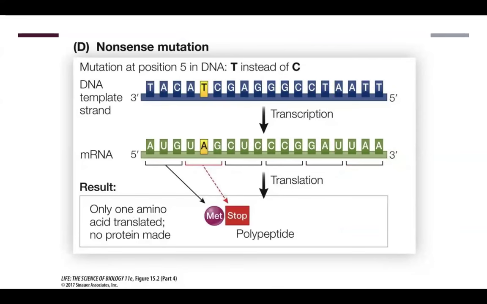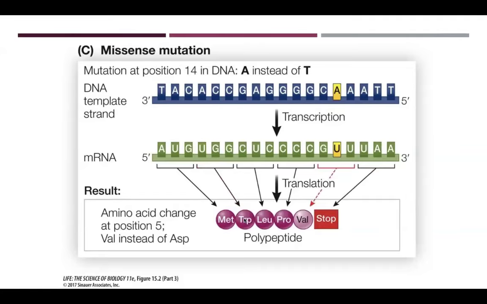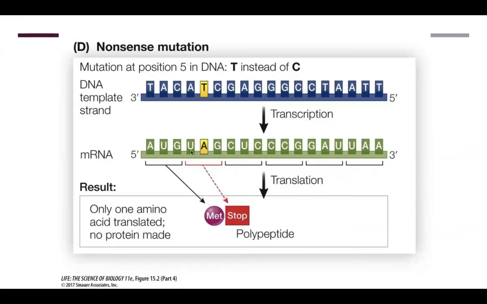Then you have a nonsense mutation. A nonsense mutation is a mutation where you create a stop codon. So in this case, UGG typically gets you tryptophan. Here, UAG creates a stop codon. So now you have no protein made. The polypeptide that was supposed to be made, you only have one amino acid. So a nonsense mutation creates a stop codon, stops any formation of a protein.